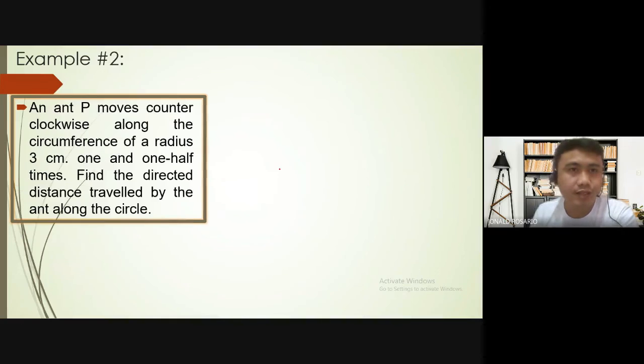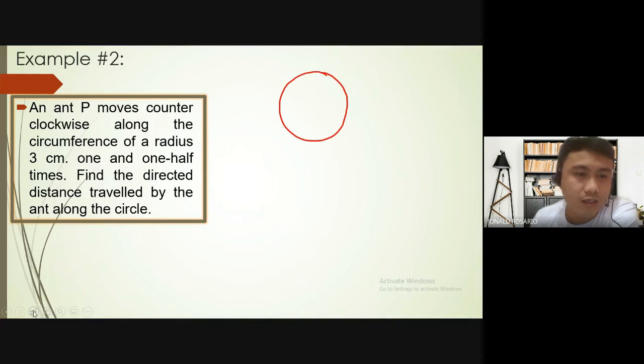Okay, so next one, example number 2. We have here an ant P moves counterclockwise along the circumference of a circle with radius 3 centimeters, 1.5 times. So, ibig sabihin, mayroon daw tayong circle. Again, pagpasensyahan ang aking circle.